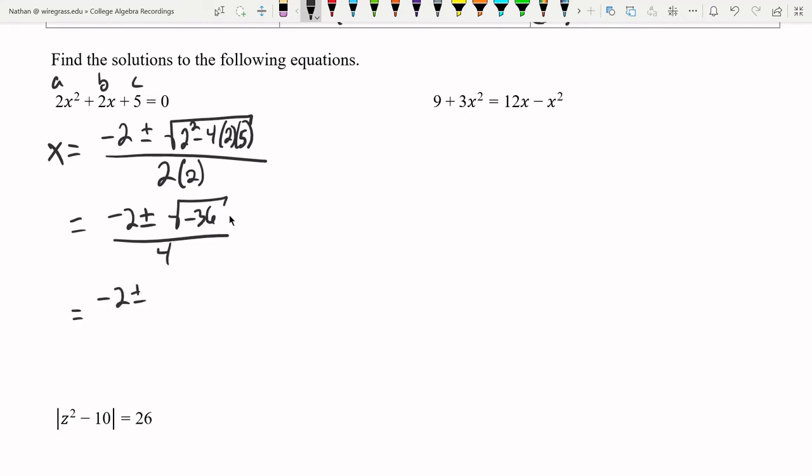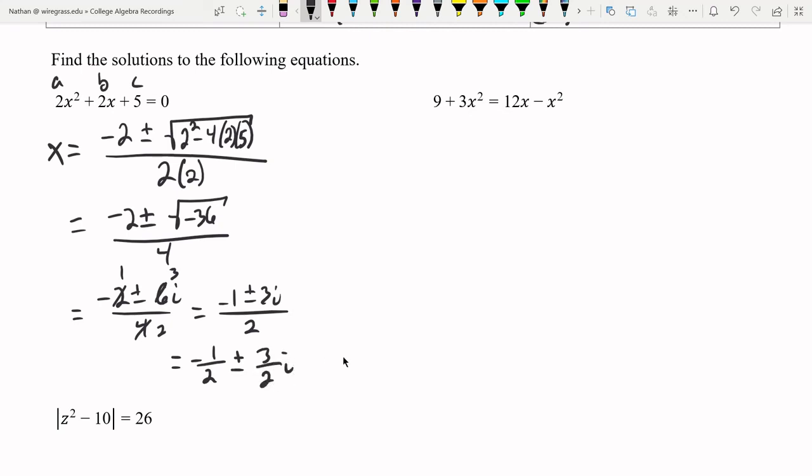I can take out the negative as an i, and then the square root of 36 is 6. And I can reduce everything by 2. That's going to give me -1 plus or minus 3i over 2. Of course, we'd like to have this in the standard a plus bi form. So I can do that by just distributing the denominator.